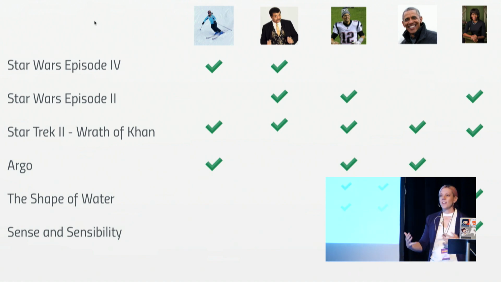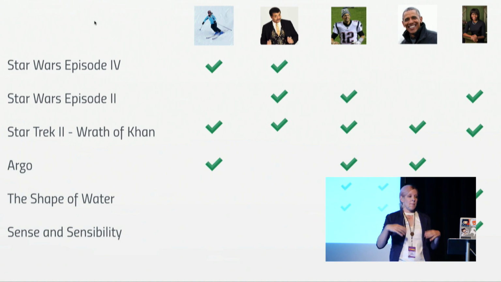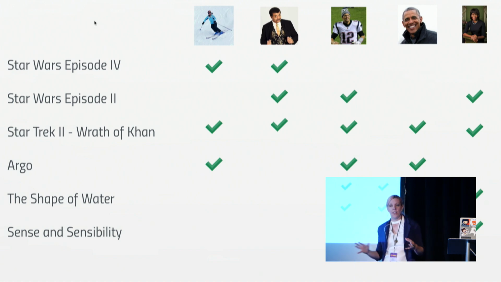Then I started hitting some Academy Award winners, so I've got Argo in here, and some of us liked that. Some of us liked some of the more emotional, romantic movies, like The Shape of Water and Sense and Sensibility. Okay, that's all well and good.